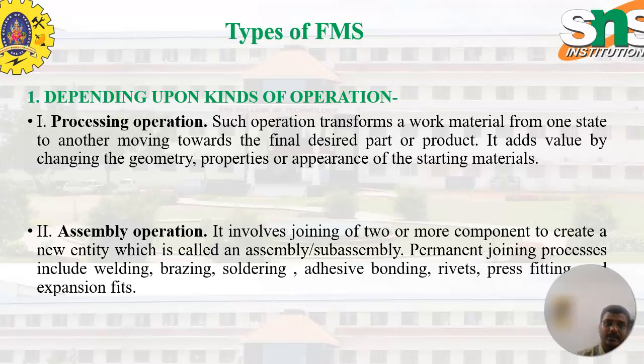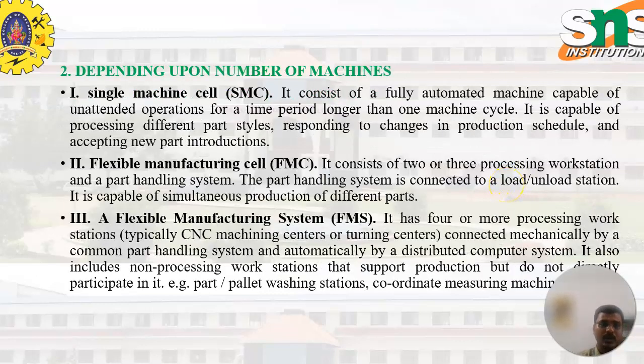This is about the types of FMS. Depending upon the number of machines, we have three types. The single machine cell, which we call SMC, the FMC, flexible manufacturing cell, and the last one, FMS. A single machine cell consists of a fully automated machine capable of unattended operation for a time period longer than one machine cycle. It is capable of processing different types of part styles. The FMC consists of two or more processing workstations and a part handling system. So it will be like a layout, and the processing will be done continually.